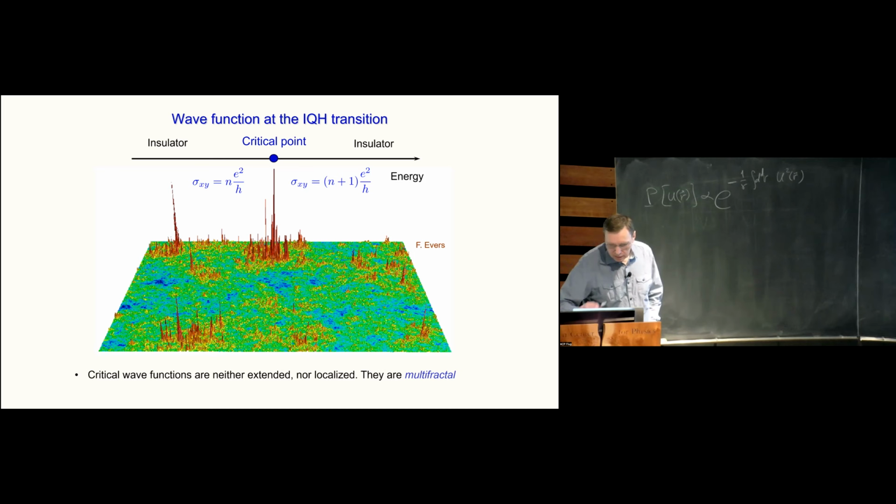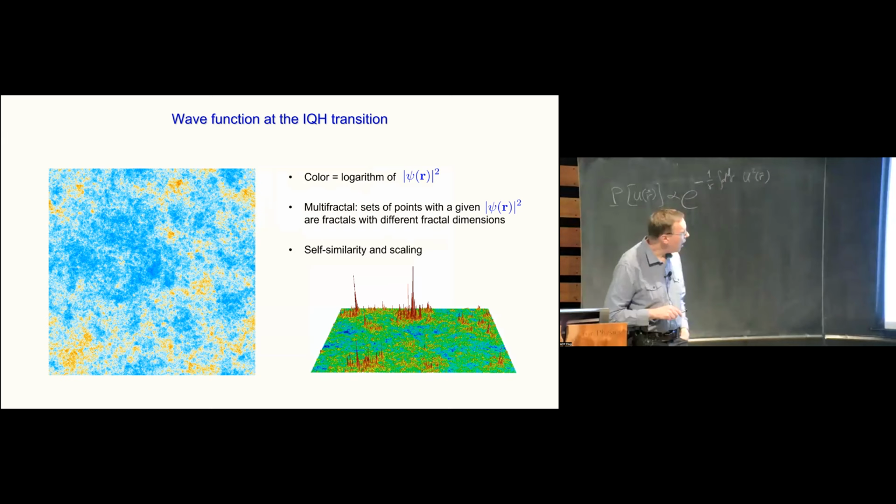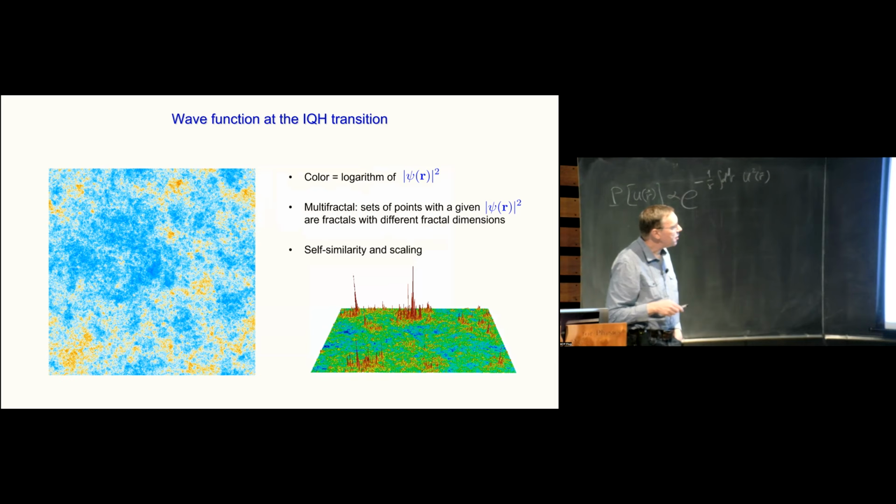So this is our picture that I showed before. And what this represents is nothing but you take this critical wave function, you take its absolute value squared, you take the log of it, then you color code it. The colors here are a whole spectrum of colors. Each color represents a specific value of the log of the wave function.